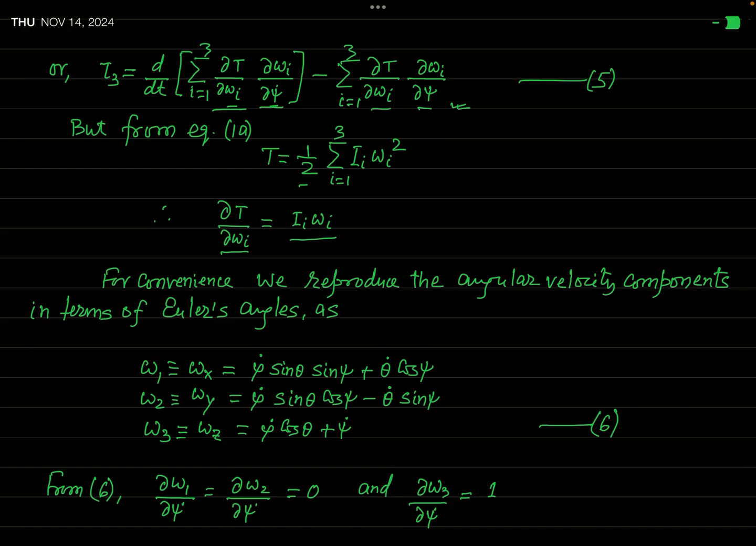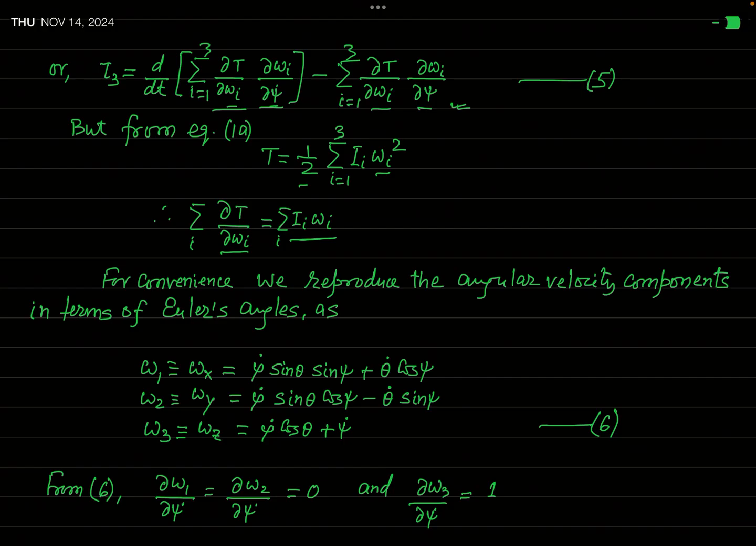Yes, I have only considered del T by del omega i, so the summation sign is not present here. Okay. After differentiation, this will be 2 omega i, and that 2 will be cancelled, and the result will be I i times omega i. Now see, here you can see that if you take the sign of summation here, then there will also be a sign of summation here, for i.